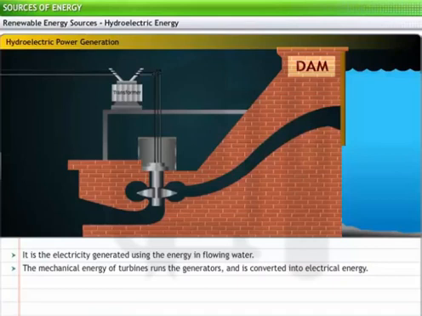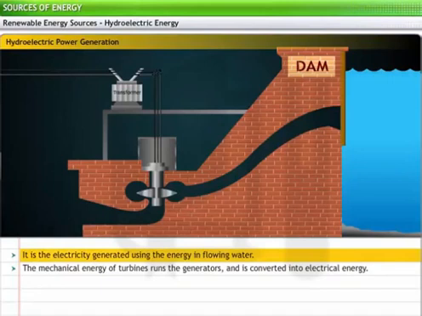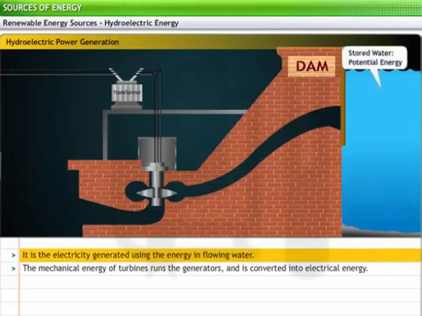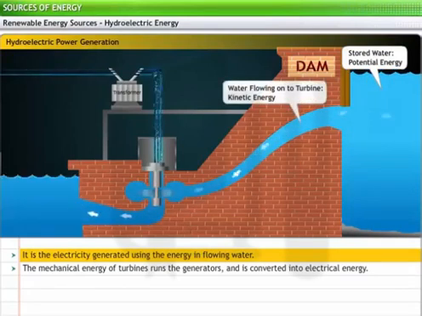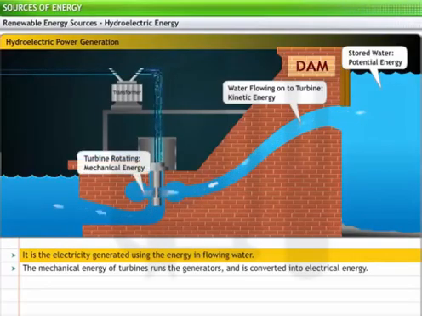Hydroelectric power or hydropower refers to the electricity generated using the energy in flowing water. To generate hydroelectric power, flowing water is stored in a dam. When this water is channeled into the power station, its potential energy is converted into kinetic energy. The flowing water turns the turbines in the power plant, transforming the kinetic energy into mechanical energy.